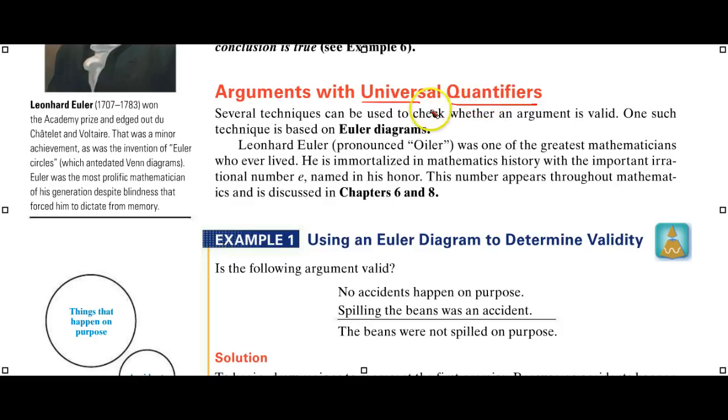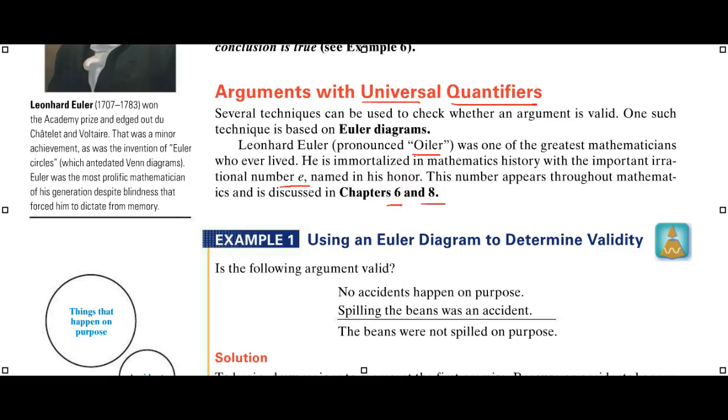Anyway, so there is the pronunciation Euler, and he's one of the most famous mathematicians. He is the one who developed an irrational number, lowercase e, which is named in his honor, after his last name. This number appears throughout mathematics. We'll go over it in chapter 6, which is the next chapter we'll be doing. We're skipping 4 and 5, and in chapter 8.